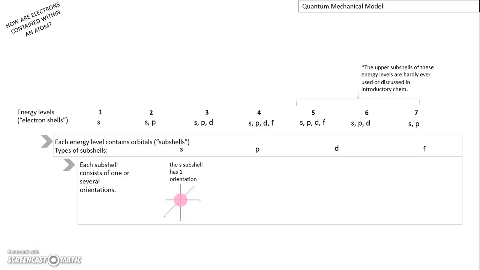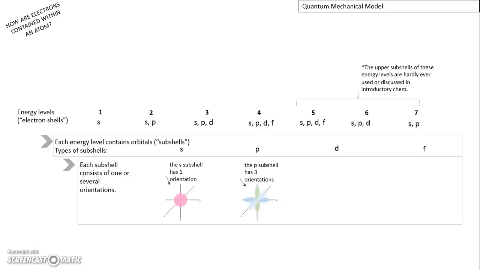Okay, so the S subshell only has one orientation, and it just happens to be spherical shaped. Those intersecting lines that go through it are just 3D axes, so you can picture it in 3D space. So there's our S orientation, the orientation of the S subshell. The P subshell has three orientations. They're shaped like dumbbells. Here's one, here's one, here's one, and together, all stuck on top of each other, they're called the P subshell.